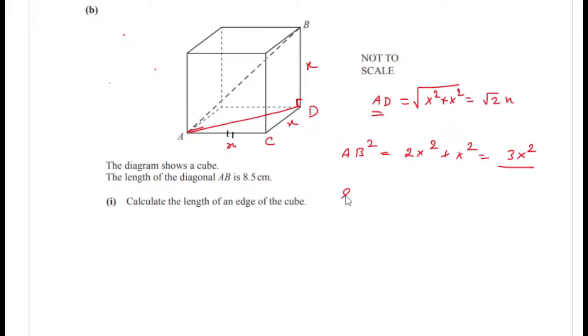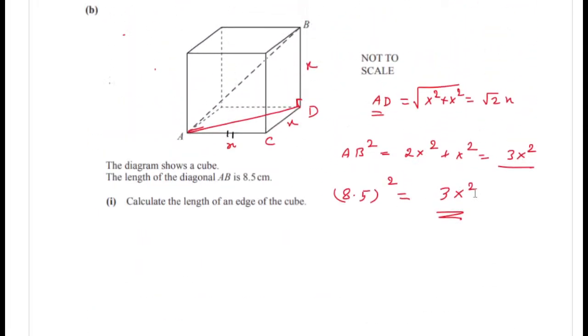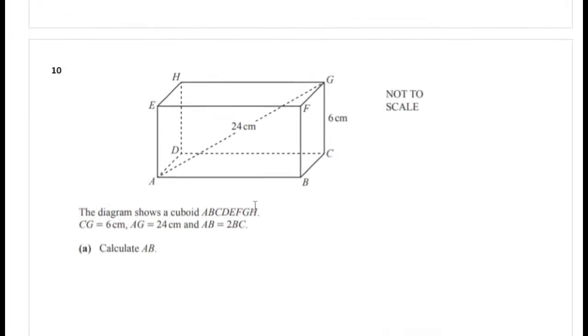Now the AB value is given as 8.5, so 8.5 square is equal to 3x square, and once you solve this equation you will get the value of x. So that is the edge length you will find out. Calculate the angle between AB and the base of the cube. Now again you have to work out this particular angle. As you have the value of AD and the value of AB, you can easily work out what angle AB is making with the base. Or else you can use the tan of this angle theta. Say this angle is theta, you can use tan, and you know the opposite side as well as the adjacent side, so here also you can work it out. Fine, simple question.